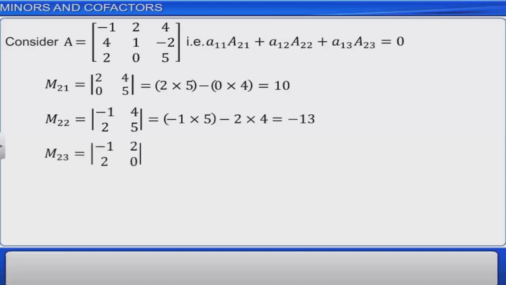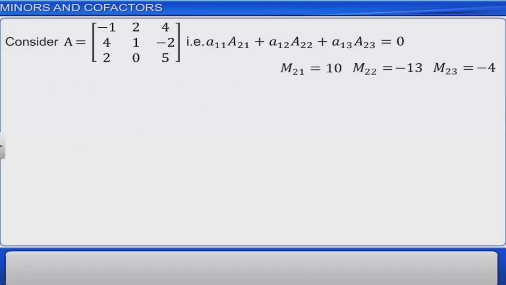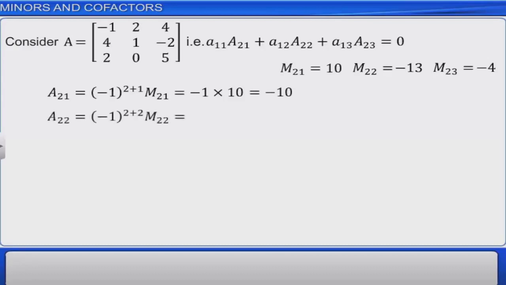Now, the cofactor of the element A21 is equal to the product of minus 1 whole raised to the power of 2 plus 1 and its minor. Hence, the cofactor of the element A21 is equal to minus 10. Similarly, the cofactors of A22 and A23 can be obtained, which are as shown.